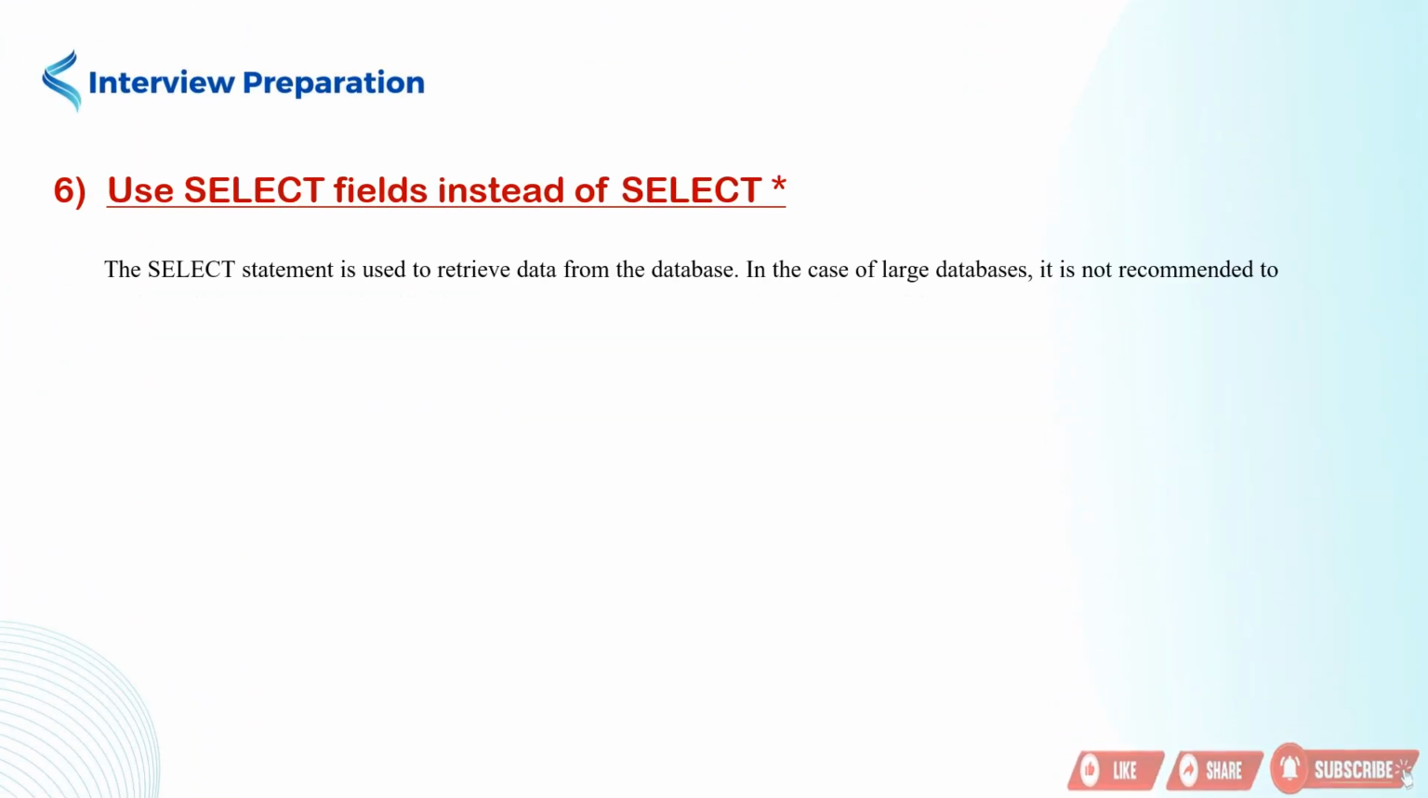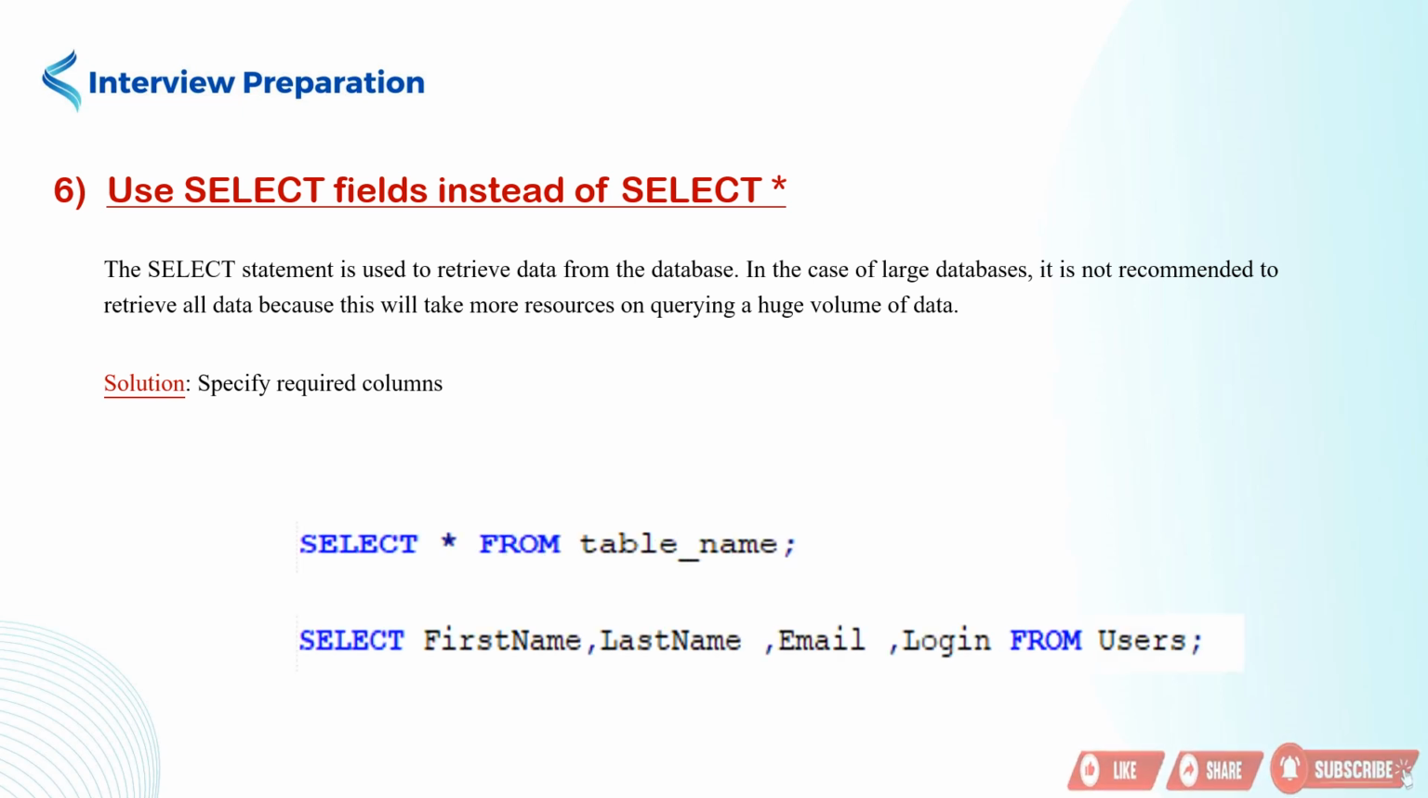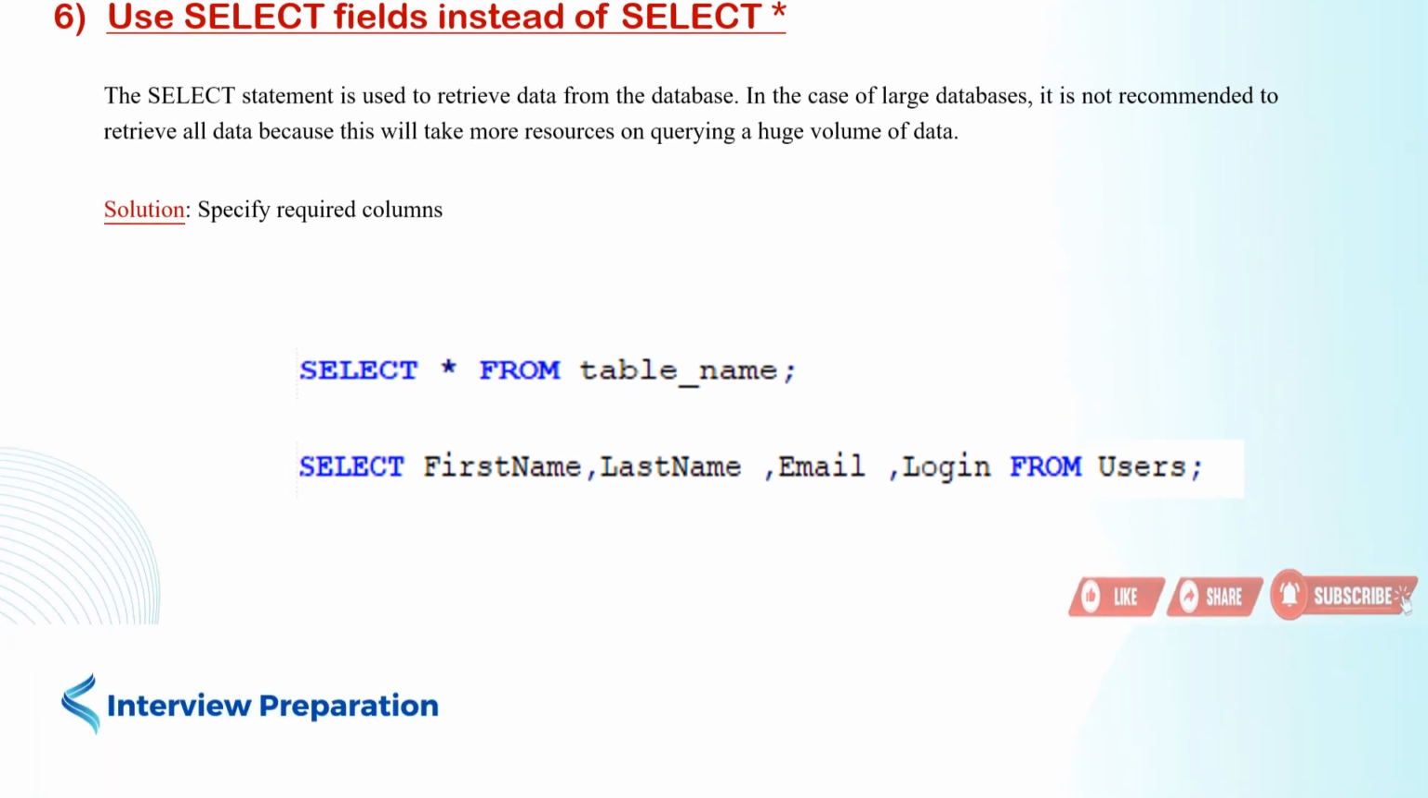Next up is, we should use select fields instead of SELECT asterisk. The select statement is used to retrieve data from the database. In the case of large databases, it is not recommended to retrieve all data because this will take more resources on querying a huge volume of data. Instead of SELECT asterisk, we should specify the columns which are required in the result set, as it will not take as much time as compared to SELECT asterisk.